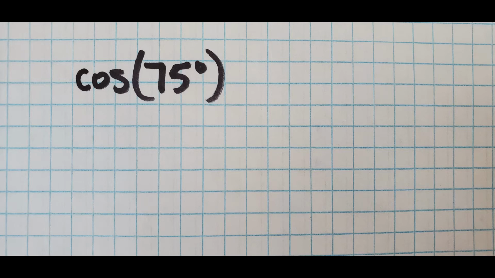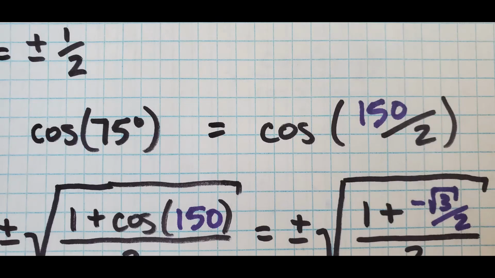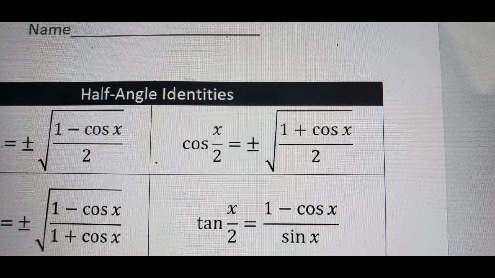Okay, so cosine of 75 degrees. Well, what number cut in half is going to be 75? Well, if we don't know, we just double it, and you're going to get 150. Take that 150, and we come to our chart, and we see that the only option is this one right here in the middle. So we replace that x with 150, and this is what we get.